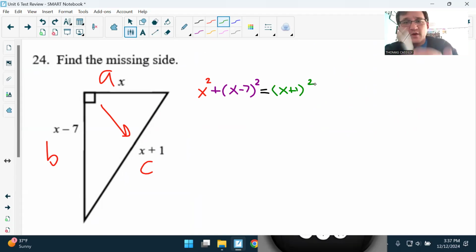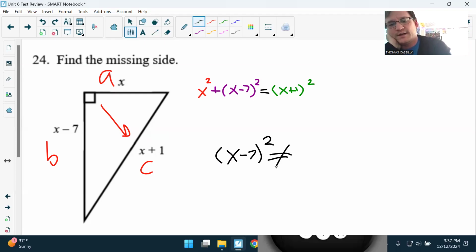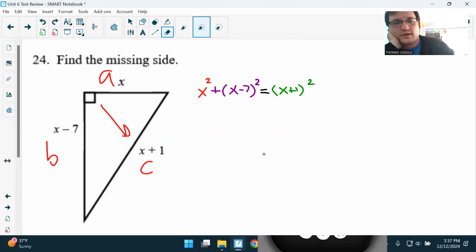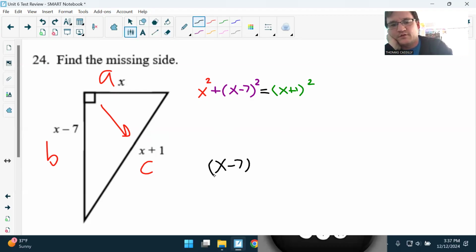All right. Now, here is where the mistakes happen. X minus 7 squared is not x squared plus 49. All right, if I had a dollar for every time you guys did that, I could retire right now. All right, that is wrong. Remember, what does it mean to square something? To square something means to multiply it by itself.